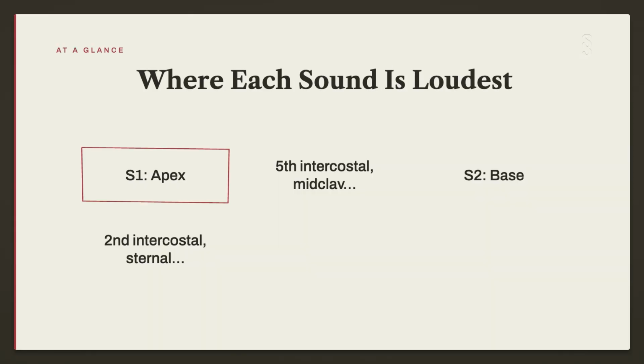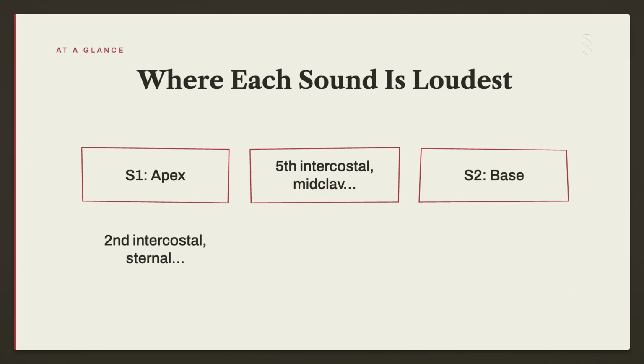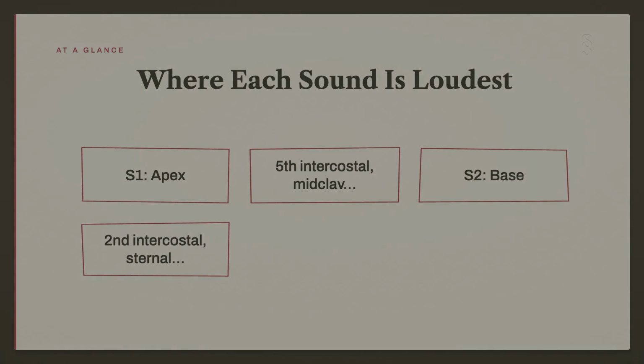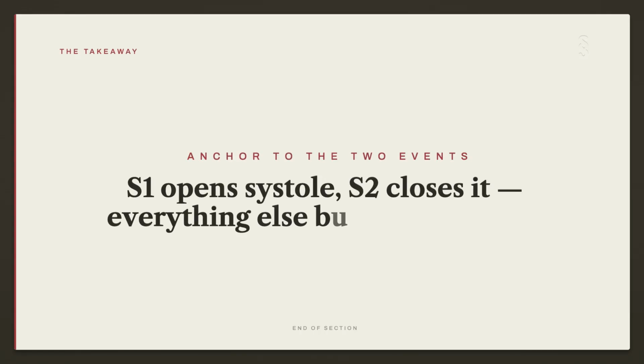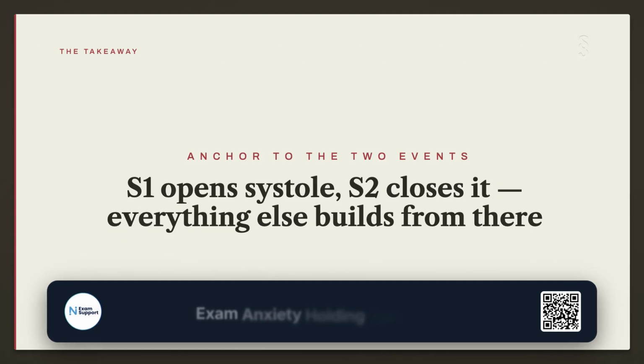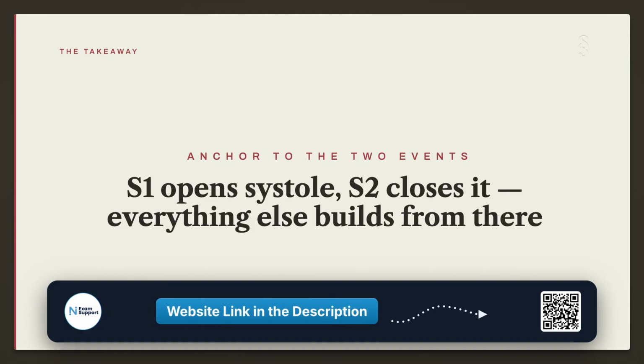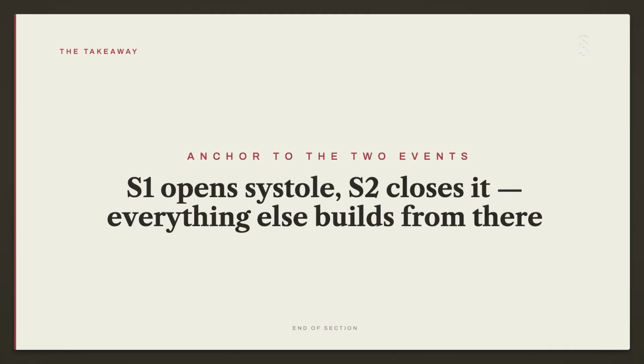S1 is loudest at the apex, near the fifth intercostal space at the midclavicular line, and it lines up with the carotid pulse. S2 is loudest at the base, near the second intercostal spaces on either side of the sternum. Timing against the carotid pulse helps you tell them apart when the heart rate is fast. Murmurs, S3 and S4 are all extra sounds layered onto the same timeline, so identifying S1 and S2 correctly always comes first. Anchor everything to the two events that bound systole, and the rest of cardiac auscultation falls into place.